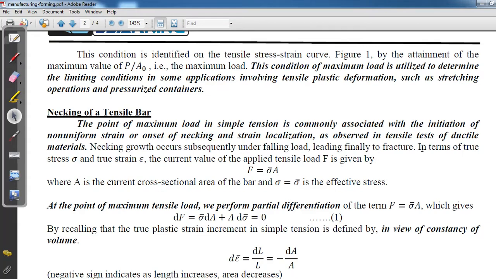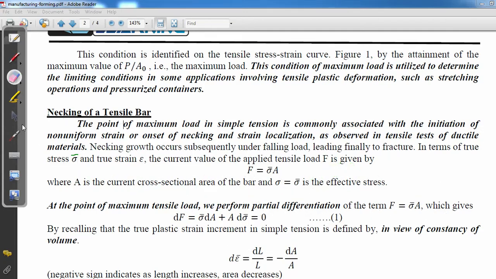So that point of maximum load we have to find. Here we are giving that in terms of true stress, just keep a bar here. In terms of true stress and true strain, the current value of applied load F will be sigma bar into A. So sigma bar is the true stress and A is the current cross-sectional area, not the original, because we are dealing with true stress.